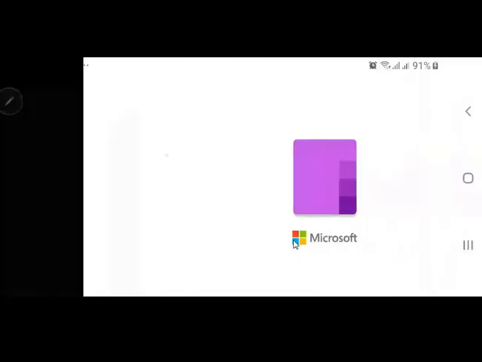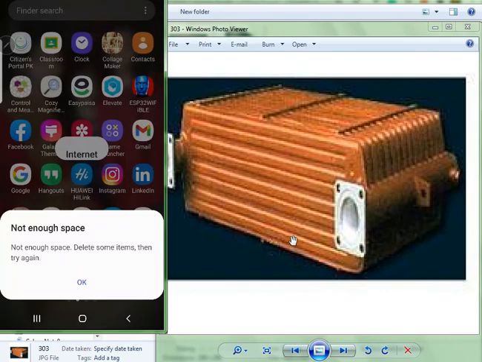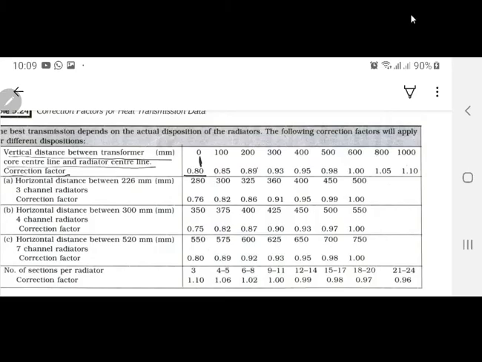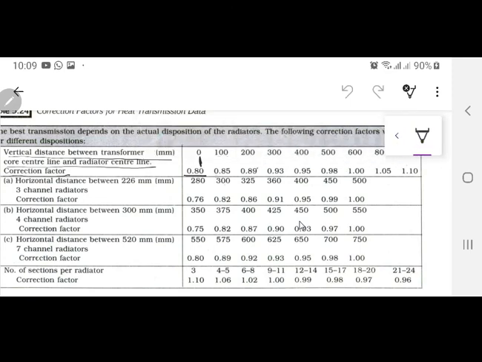If you have, wow, why did this happen? Not enough space, why? Came back, sorry. So if you have a distance of 100 mm, the correction factor is 0.85. If you have a distance of 200 mm, the correction factor is 0.89.